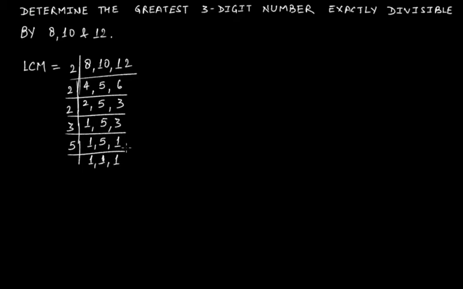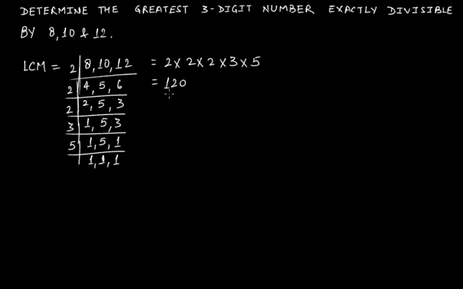Okay, so your LCM will be 2 times 2 times 2 times 3 times 5. And this will be 2 times 2 is 4, times 2 is 8, times 3 is 24, times 5 is 120. So 120 is that least number, or the smallest number, that will be divisible by these three numbers. This is the least common multiple. So 8, 10 and 12 are factors of 120.